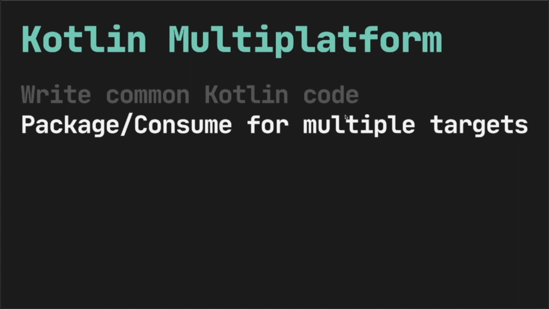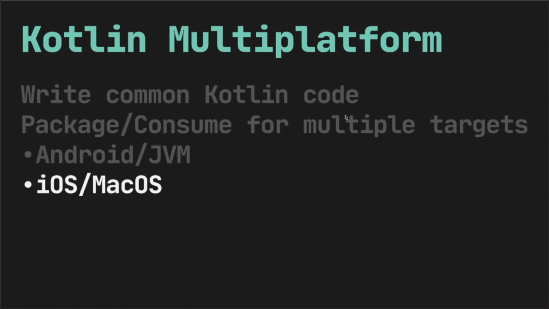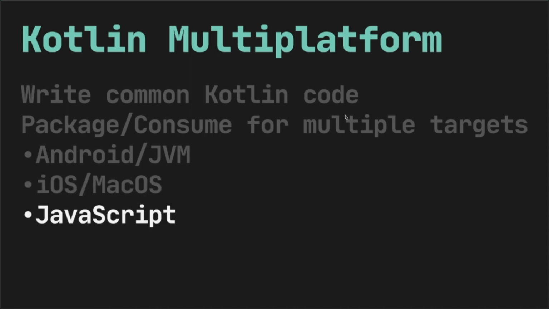We can then package and consume that core logic for multiple targets. And those targets include things like Android and JVM. For Android and JVM, it's essentially just native code. There's no integration pains, works super well. You could build Kotlin Multiplatform and consume a framework for iOS or macOS or watchOS, any of the Apple platforms there. Similarly, you can target JavaScript or other native platforms, Linux, etc.